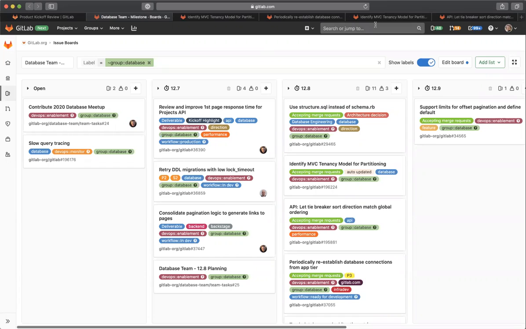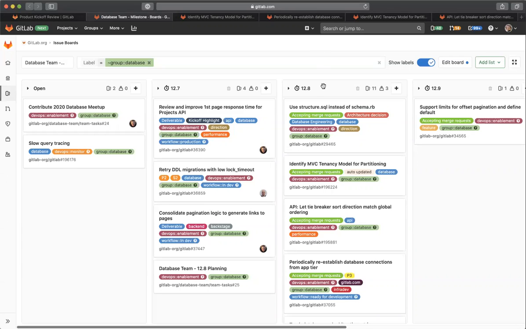And today I'd like to talk about the improvements that we're making here in the 12.8 release for the database team. The database team is focused on best practices and architectural improvements across the whole GitLab product as it relates to the Postgres database. Now, if you've been following along with our past updates, you might be aware that we've been working to enable partitioning as one of the higher priorities within the team.